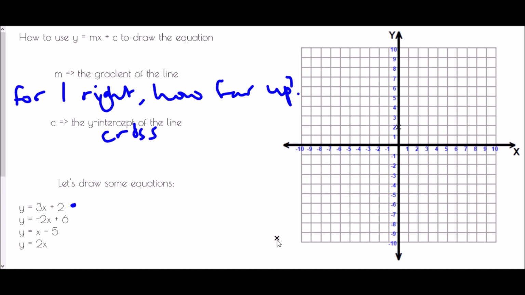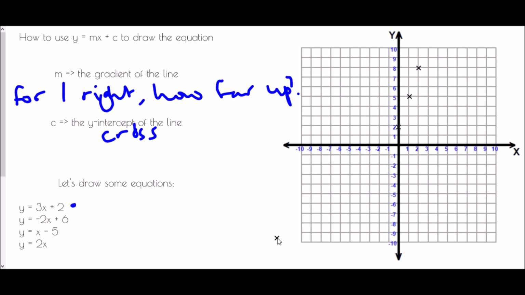That is the first point. Now we need to use the gradient. We need to use the gradient by moving 1 to the right and 3 up. And then doing exactly the same again, 1 to the right and 3 up. Now what we've got again are 3 points in a straight line.